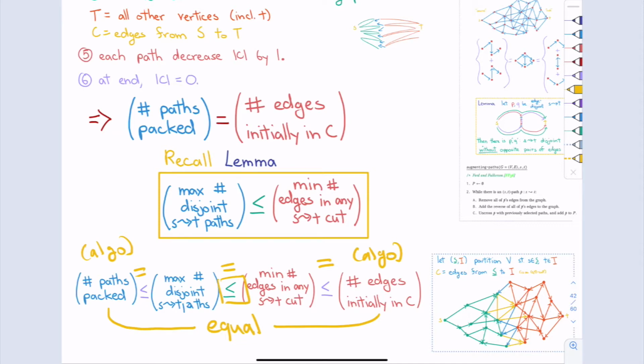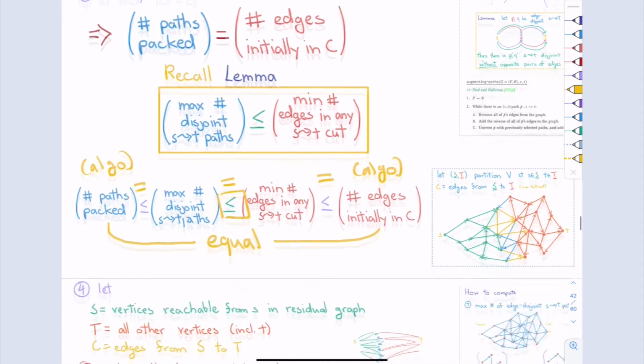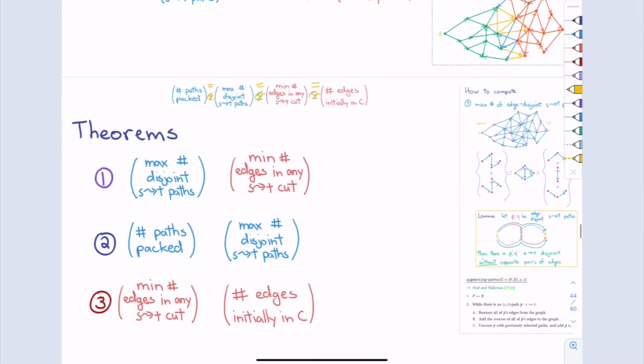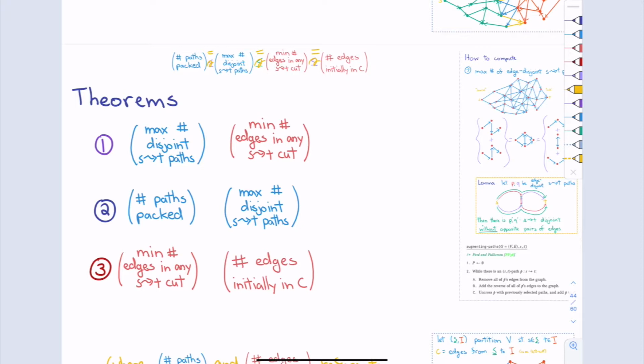So this is really strong, right? At some level, we've just gotten a bunch of theorems all at once. These are all equal. So first, let's look at points 2 and 3. Those are just comments about the algorithm. It returns a path packing that's optimum, and it returns an ST cut that's optimum. You get the right answer.